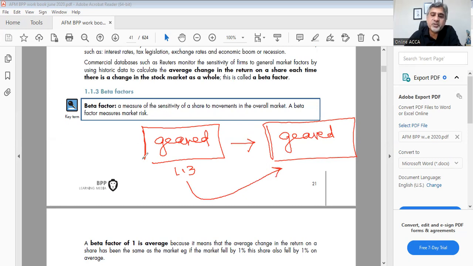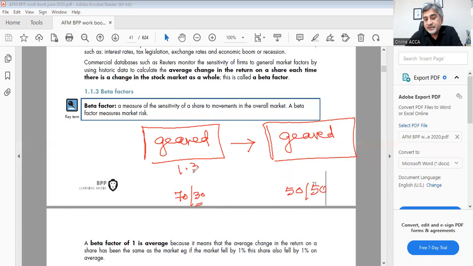Can you use 1.3 now? I would say yes, but I think it's a no. I think we have to ungear and then gear again. Because it is 1.3, but the thing is that here the capital structure was 70% equity, 30% debt. Here the capital structure is 50% equity, 50% debt.